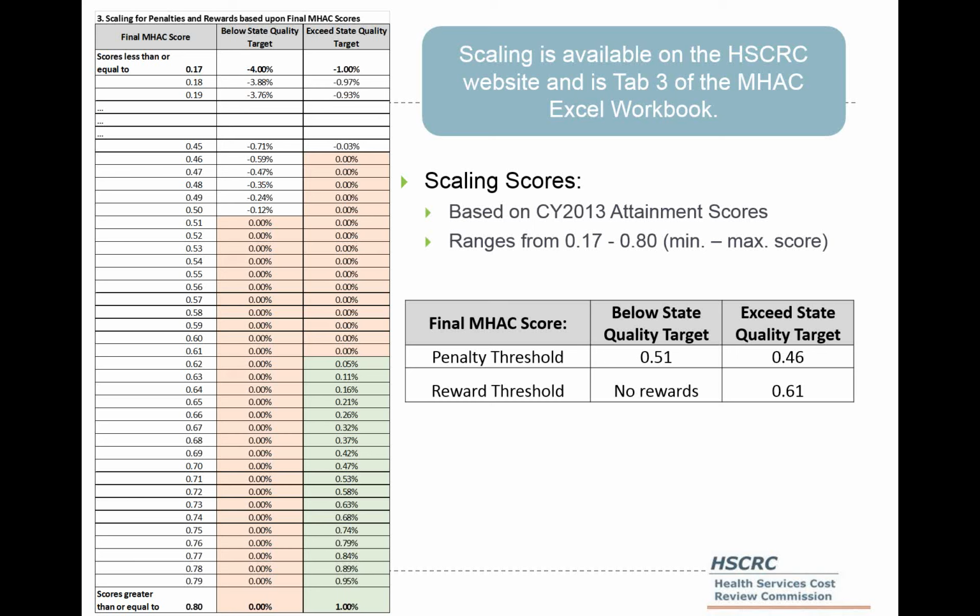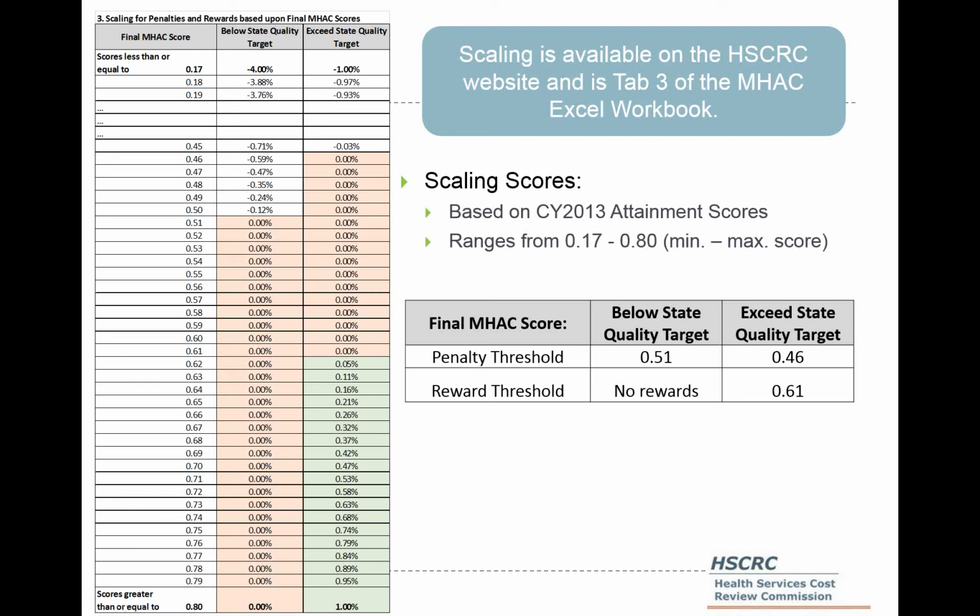So, for instance, if your hospital's final MHAC score was 0.17 or less, your penalty, or your revenue that would be reduced, is either 4% or 1%. That's the maximum penalty. However, these amounts are reduced as your score goes up, and when you hit the penalty threshold, the amount of revenue at risk is 0%. So what, again, this means is if your score is above 0.5 and we do not hit the 8% minimum target, you still will have 0% of your revenue at risk.